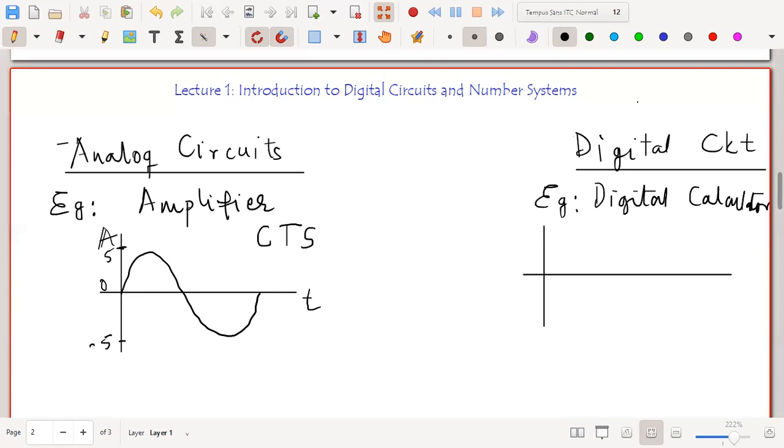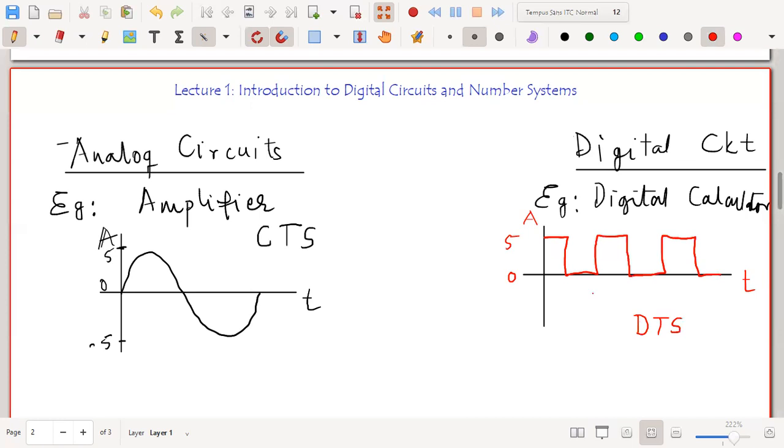So here, let me use a different color. Now, what is a discrete time signal? I'm just drawing the discrete time signal here. A signal with such characteristics is known as a discrete time signal. Let me call this side the time axis, and this the amplitude axis. Let's say this is the 0 volt level, and this is the 5 volt level. This kind of signal I will call DTS, discrete time signal.